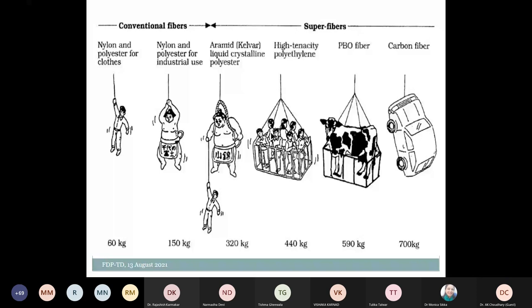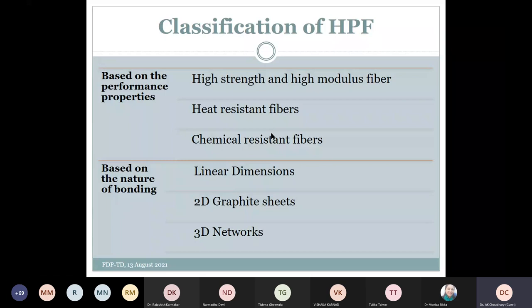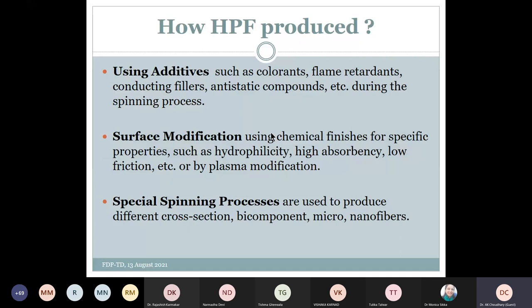High strength and high modulus are the prima facie qualities required for a high performance fiber. Greater heat resistance and greater chemical resistance, these three properties make high performance fibers. Based on the nature of bonding, linear dimension, 2D graphite sheets and 3D networks, high performance fibers are produced using additives, surface modification, and certain specific spinning processes.